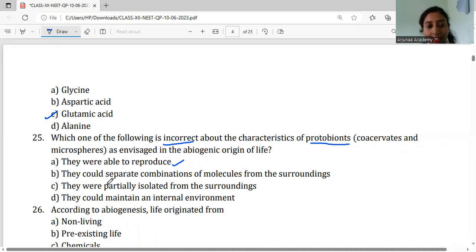So the first one is correct. They could separate combinations of molecules from the surroundings. Even that is correct, because they would have different metabolism because of the different combinations of molecules they had, right? Also, they were partially separated, that is, isolated from surroundings. Even that is correct, as they had an envelope surrounding them. So they are separate from the outer surroundings, and they could maintain an internal environment. This is not correct; they were not able to maintain it, but some metabolism was happening. Maintenance of the internal environment appeared a long time after the origin of life. We can see this only in mammals and birds. Up to the reptiles, all the organisms are poikilotherms, and they could not maintain an internal body environment.